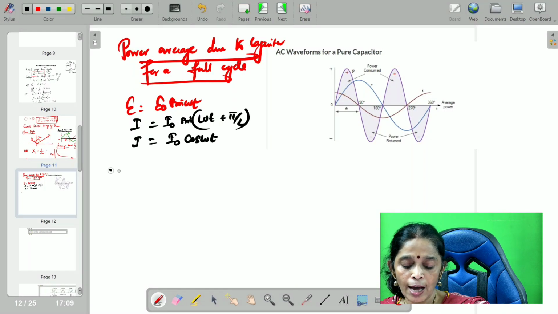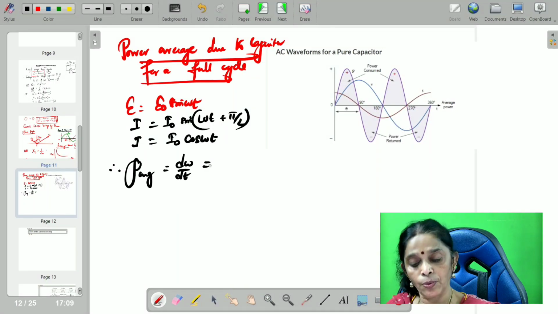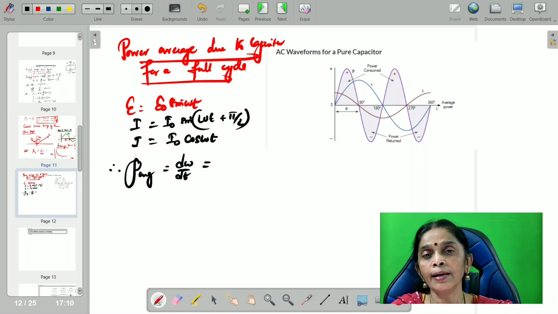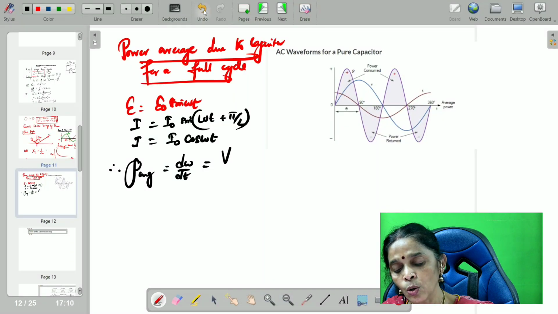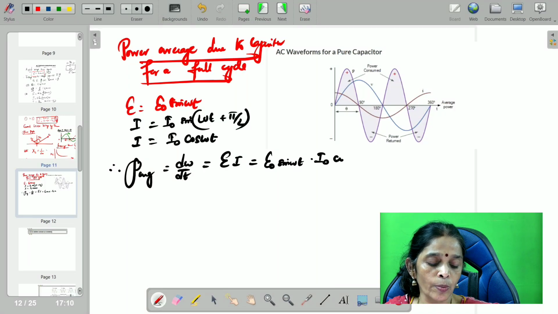So that is I. Therefore, average power will be equal to dW by dt. What is average power? Work done by time taken. What is work done, children? Work done is nothing but energy, and energy by time taken you call power. Power is nothing but voltage into current. So I can write V into I, therefore E into I, which can be written as E naught sin omega t into I naught cos omega t.